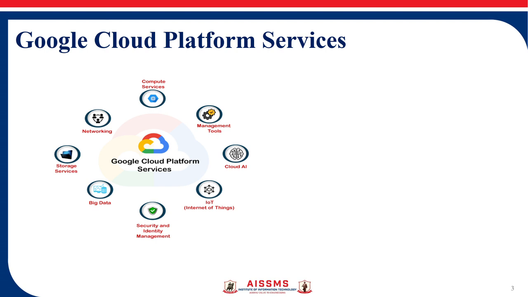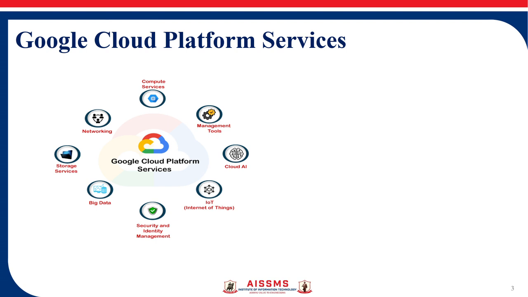If we consider networking, then VPC, that is Virtual Private Cloud, Cloud Load Balancing, and Content Delivery Network are some of the services provided. Then comes storage. In that, as we know, there are Google Cloud Storage, Cloud SQL, Cloud Bigtable, etc. Then comes big data. We have Google Cloud Datastore, Google Cloud Dataproc, and BigQuery.